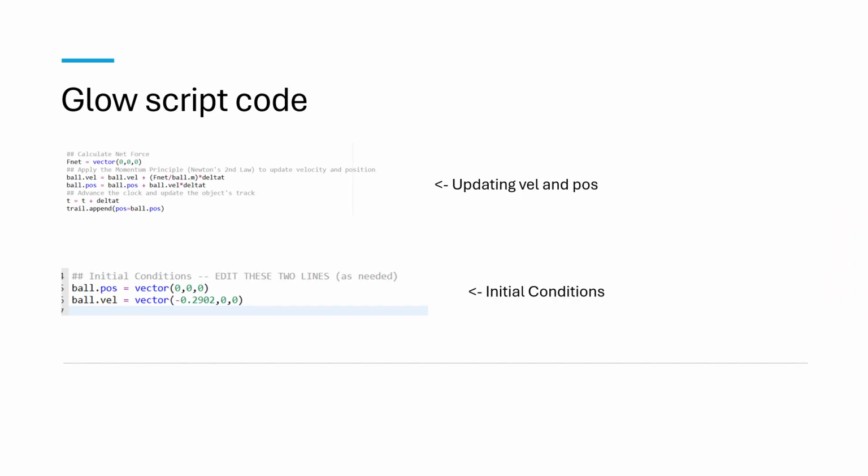So this is the GLOW script code. We are updating the position and velocity using the first script over here, which is just the position and velocity update formulas. Ball velocity plus F net divided by ball mass times delta t, which really is just ball velocity equal to ball velocity, because the F net is 0, and 0 divided by the mass is just 0, times delta t is again just 0. And the position update is just ball position plus ball velocity times delta t. And these are our initial conditions again, just reiterating that.